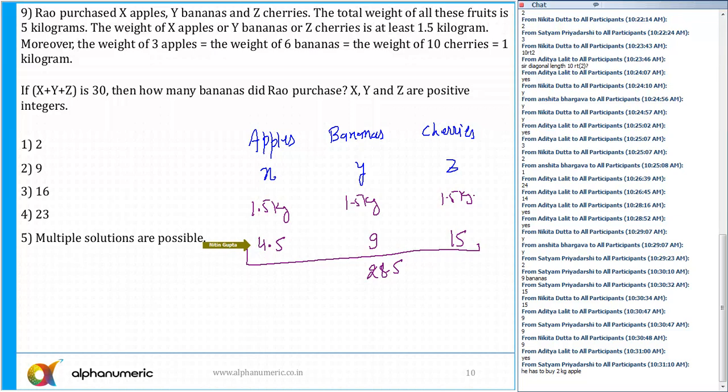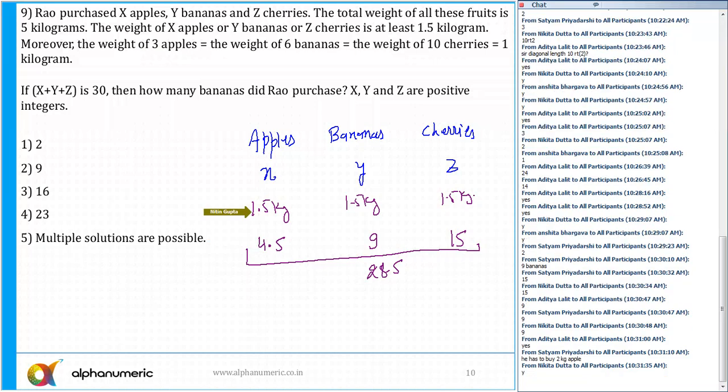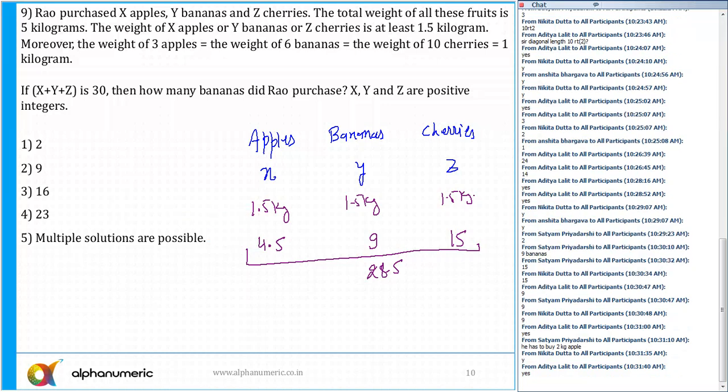So it has to be 6, because the weight of 3 apples is 1 kg. So in 2 kg, there will be 6 apples, isn't it? Which means he purchased 2 kg of apples, not 1.5 but 2 kg. And 2 kg of apples is nothing but 6 units. And then 6 plus 9 plus 15 comes out to be not 28.5 but 30. That is the only unique solution. So how many bananas? The answer is 9 bananas.